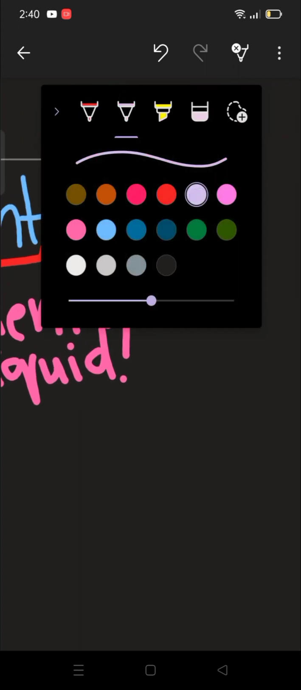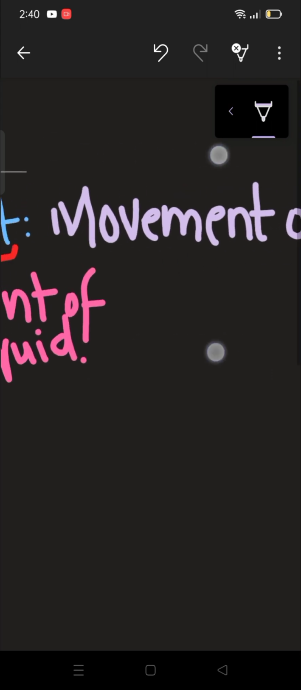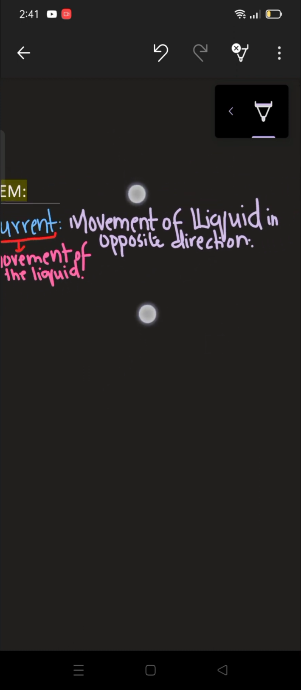So let me write here the definition. It is the movement of liquid in opposite direction. So it is the movement of the liquid in opposite direction.